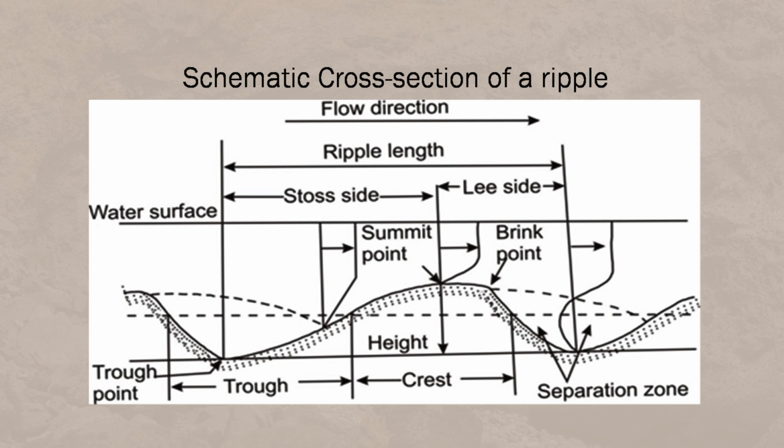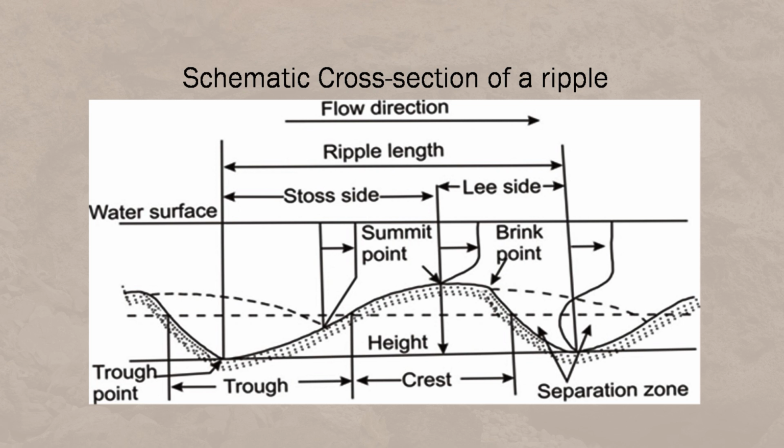And after the summit point, the grains start dropping again in a very fast manner, and that is called the brink point. And the brink point finally reaches the trough again, and then again it is repeated. And that is how we call a train of ripples is formed. So these are the nomenclatures: the top crest of the fall is called summit point, and the point where the sediment becomes unstable and starts falling on the right side is called brink point.